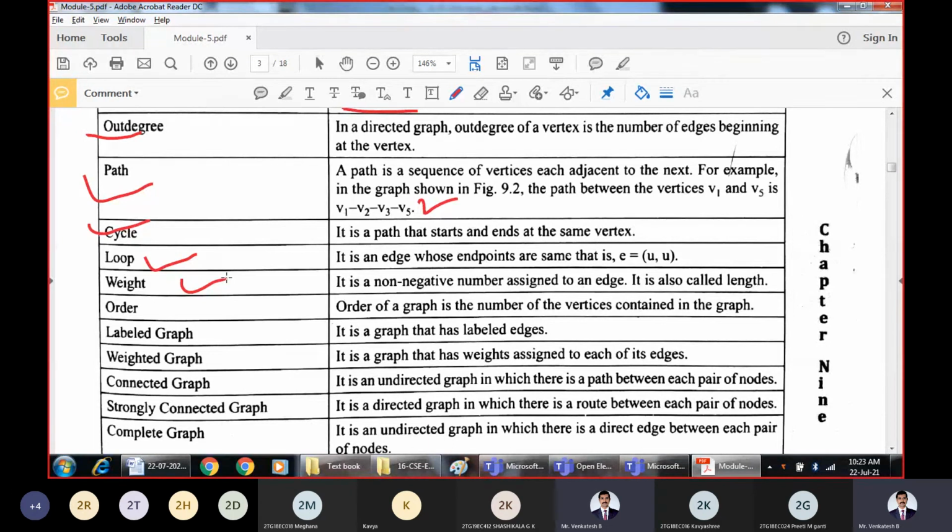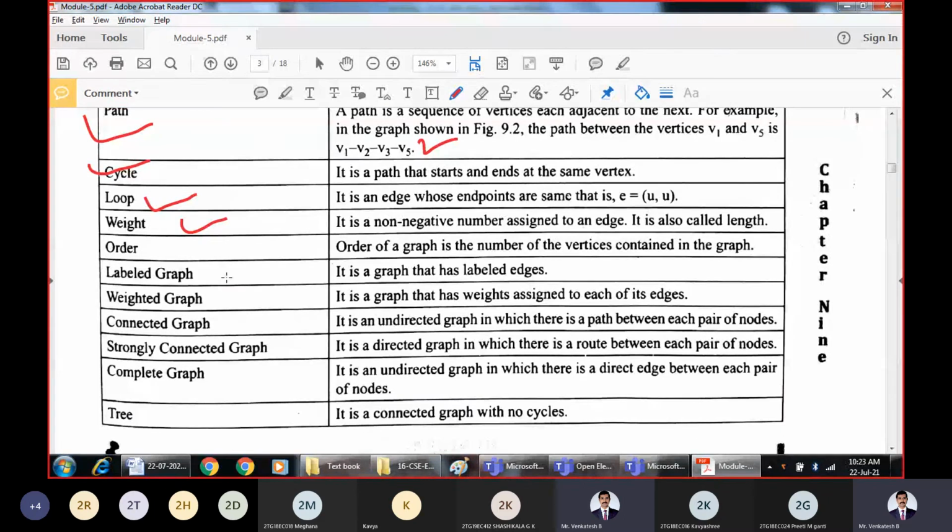Weight. In a graph, we can assign some weights or values to the edges. It is a non-negative number that is assigned to an edge. It is usually used to indicate the length of the path or the cost of the path.